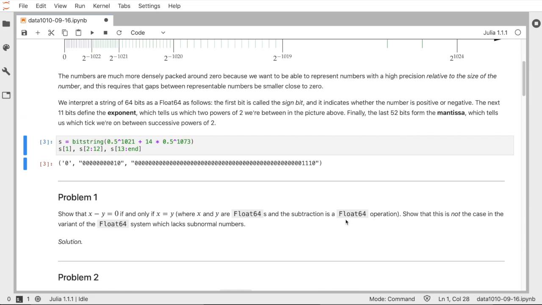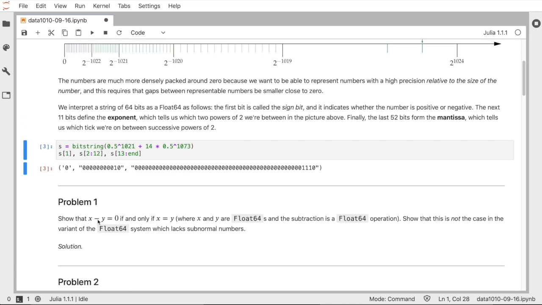So let's jump into this first problem. If x minus y is 0 in the float 64 system, then that actually implies that x is equal to y. In other words, we can distinguish distinct numbers by subtracting. And that's a valuable property for a number system to have: subtracting to give 0 if and only if the numbers are the same. And we need the subnormal numbers in order to do that.